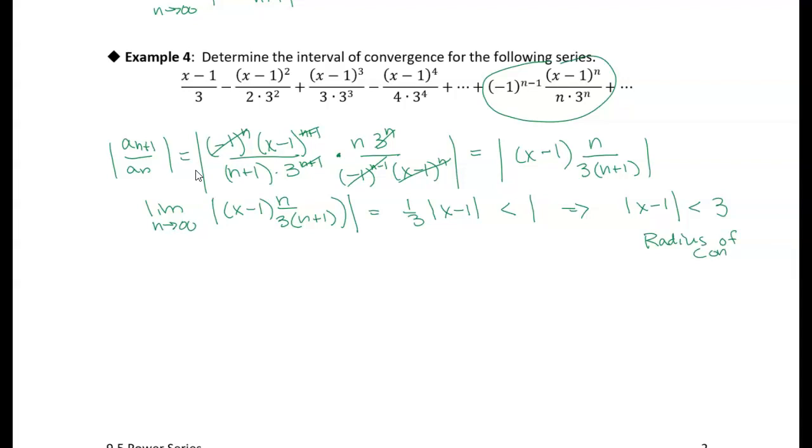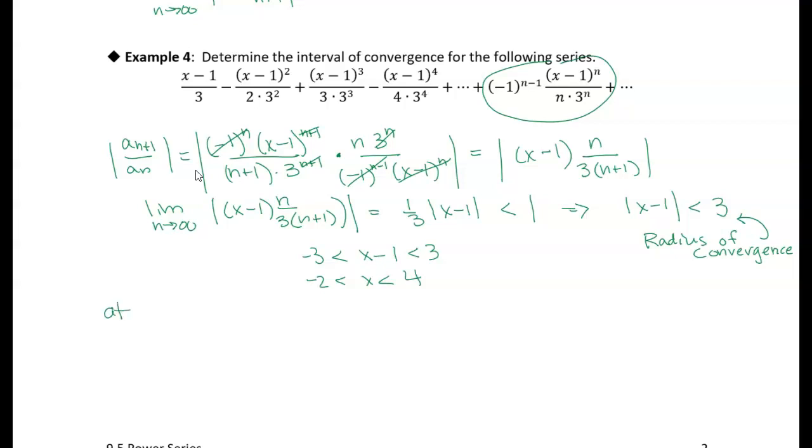All right, so that's the radius of convergence. But now if we want the interval of convergence, we just have to test the endpoints. So let's find out what the endpoints are. If we rewrite this as x minus 1 is between minus 3 and 3, then if I add 1 to everything, I get x is between minus 2 and 4. Okay, so that's our interval, and all we need to do is test the endpoints.